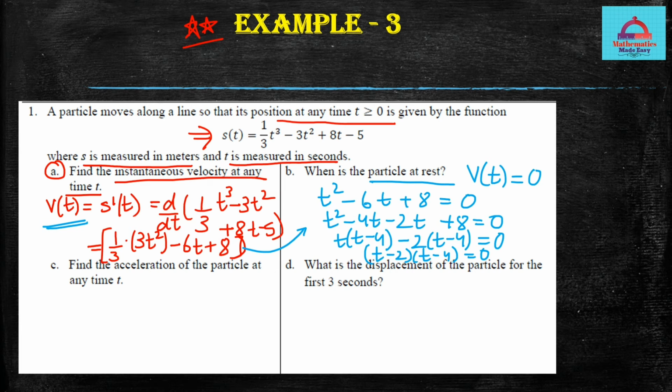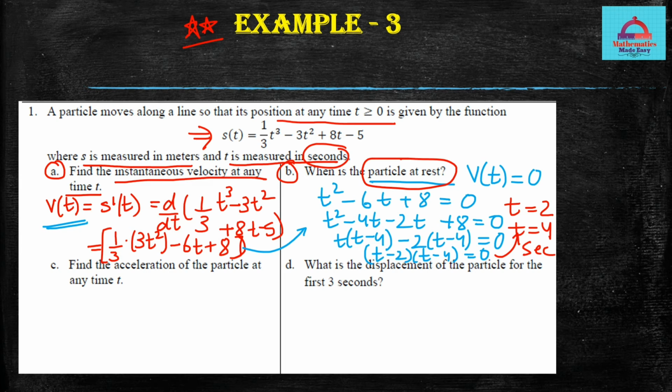So the two values, let me change color, if you put them equal to 0, have come out to be t equal to 2 and t equal to 4. So at these 2 points, the particle will be at rest when the time is 2 seconds and the time is 4 seconds. Don't forget the unit, you are given time is measured in seconds, so this will be 2 seconds and 4 seconds. That completes the first two parts.